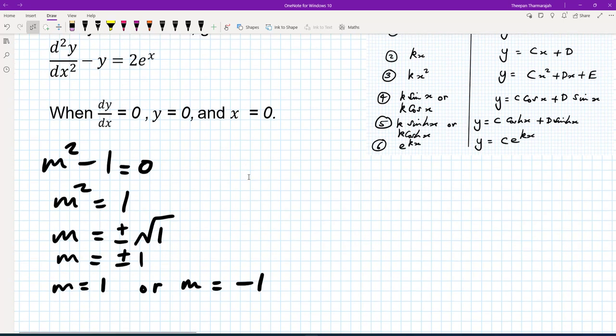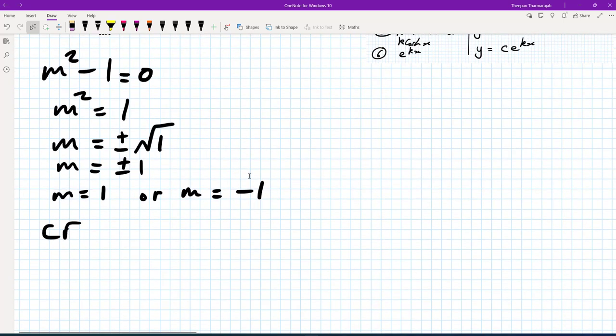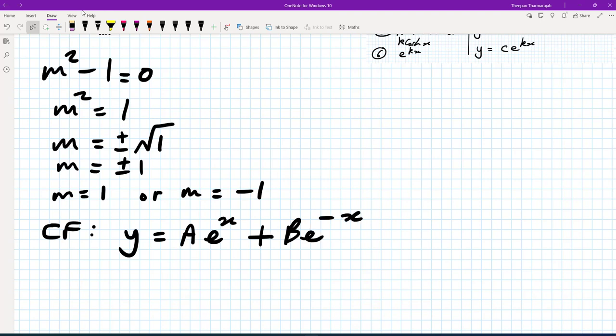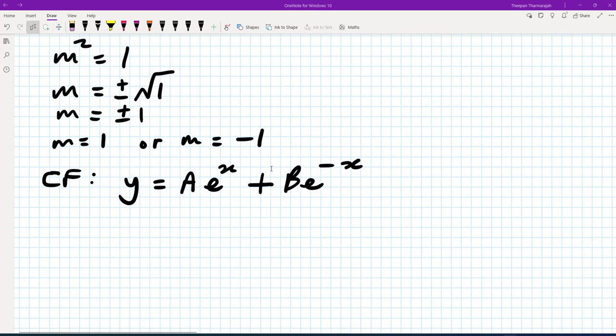So our complementary function must be in the form y equals a times e to the x plus b times e to the minus x. Now notice that our particular integral cannot contain a times e to the x or b times e to the minus x.